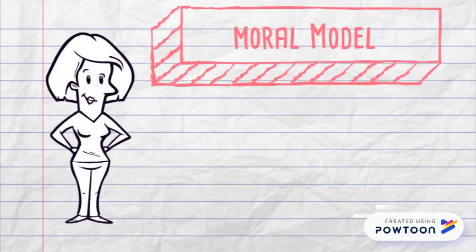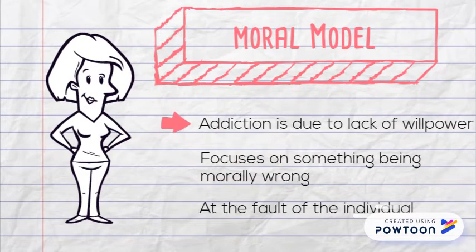The moral model believes addiction is caused by a lack of willpower. It focuses on something being morally wrong or broken within the individual. Also, it believes that the problem is at the fault of the individual, and they're the reason why they're in the situation they're in.